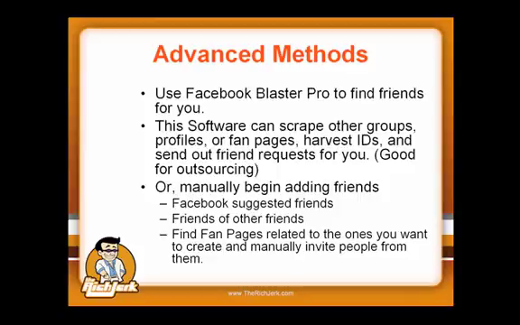Now you have the option to do that, or you can just manually begin adding friends, and this is the cheap way to do it. There are lots of ways you can do this. In your profile page, Facebook suggests people that you can become friends with. It'll give you a lot of people that you might want to become friends with. You just go through the list and click, yes, I want to be this person's friend. Yes, I want to be this person's friend.